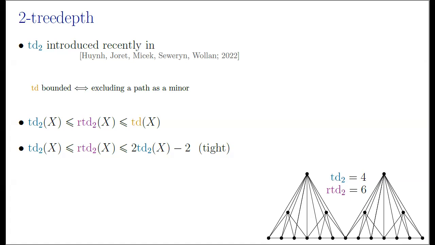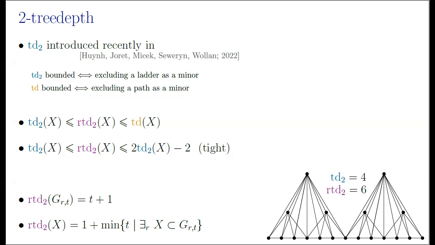What else? Bounded tree depth is the same as excluding a path as a minor. And bounded two-tree depth is the same as excluding a ladder as a minor. This is very nice. Also, I think that if we have bounded tree depth k, then one of my co-authors worked on a characterization of what we exclude then, and I think there are some successes there. But maybe some other time we'll talk about this.